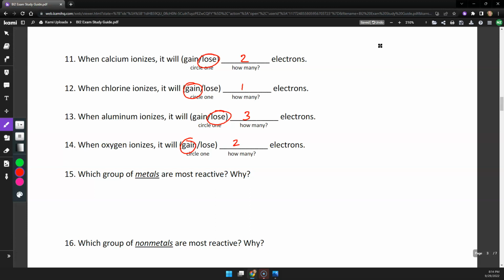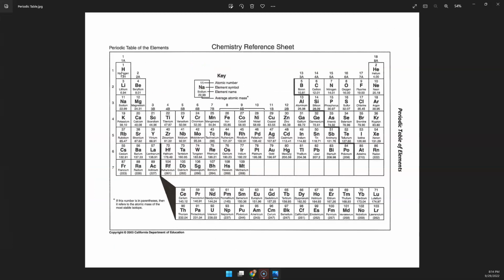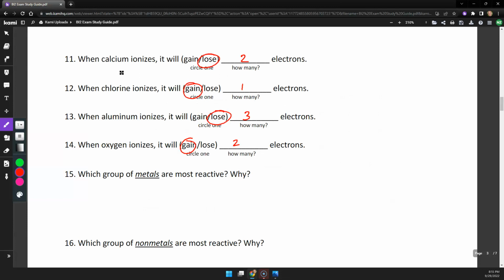Okay, it says which group of metals are the most reactive? Well, group 1A are the most reactive. They only have 1 valence electron. They only have 1 electron in that outer shell. It doesn't take a lot of energy to get rid of that. Okay, so again, you've got your atom here. It only has 1 valence electron. It's really easy to lose that valence electron, which means that it's going to be more reactive.